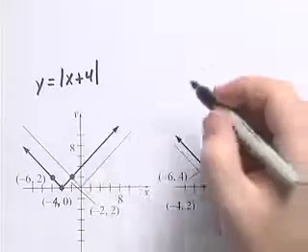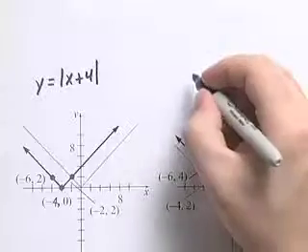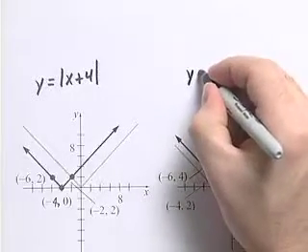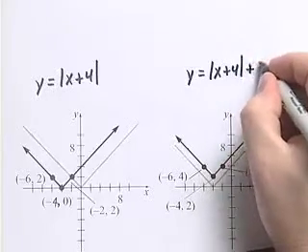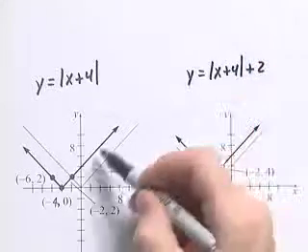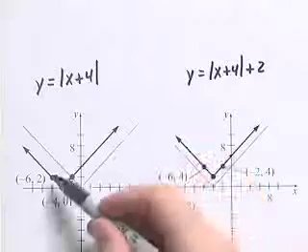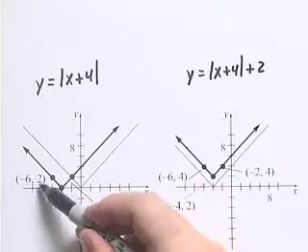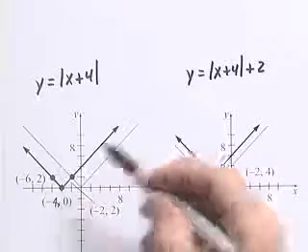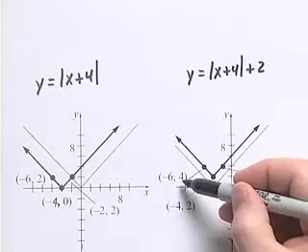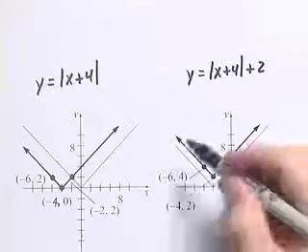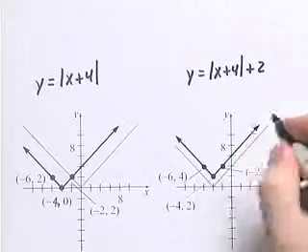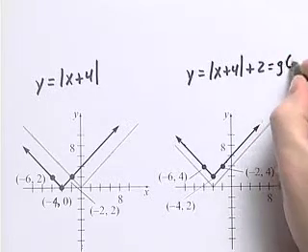The last thing we need to do is to shift this graph up 2 units. That will give us the graph of the absolute value of x plus 4 plus 2. So we're going to take this graph and shift it up 2 units. If we pick a point, say negative 6, 2, go up 2 units, that will correspond to the point negative 6, 4. We've added 2 units to the y-coordinate. This is our final graph, so this is the graph of g of x.